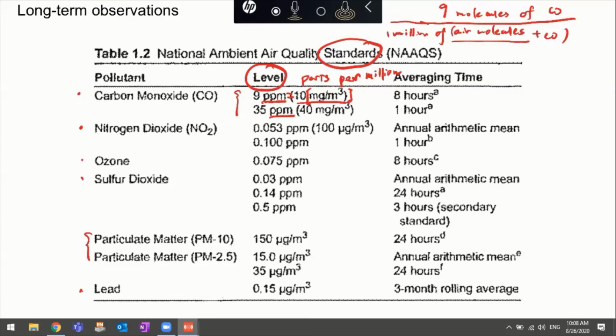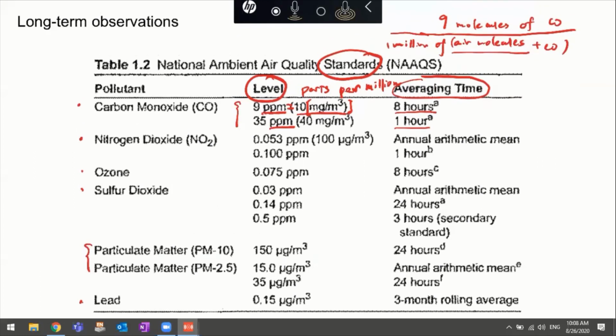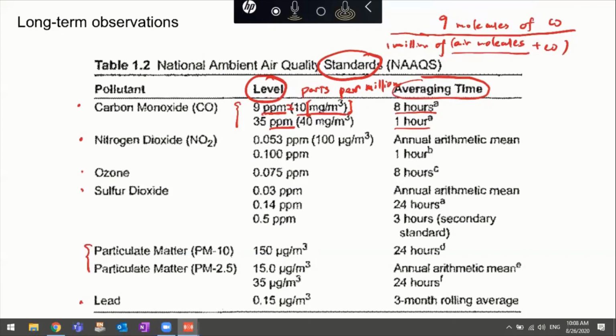The reason why we're setting up two different levels, or two different standards, is based on the averaging time. The averaging time means how long we do these measurements, this monitoring. For example, 9 ppm is going to be an 8 hour average. 35 ppm is going to be a 1 hour average. So what does that mean? Let's say EPA sent some person to monitor the air quality on our campus, right? They're going to set up their carbon monoxide monitor, let's say in front of our building. It's going to be outside ambient air.